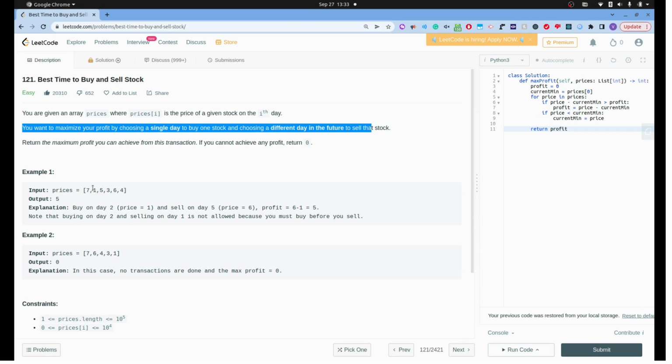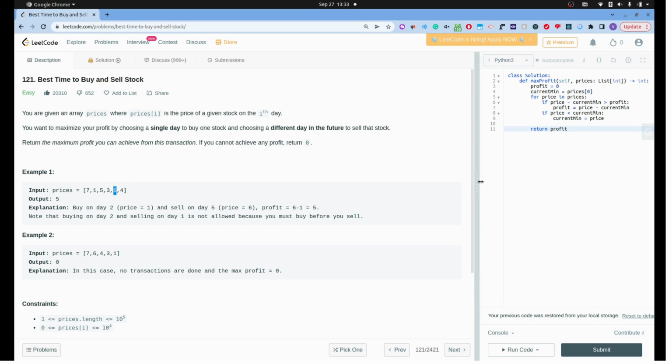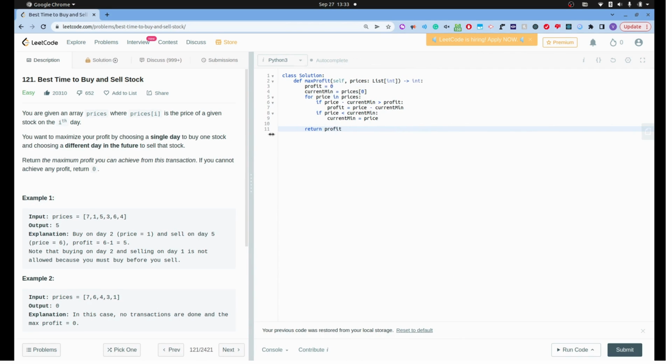So, for example, we can buy when the price is 1, and we can sell when the price is 6. That way our profit is going to be 5, and that's the maximum profit we can get from any transaction. We have to make code that can find the most profitable transaction. So the problem itself is not very difficult at all, and the code isn't that long.